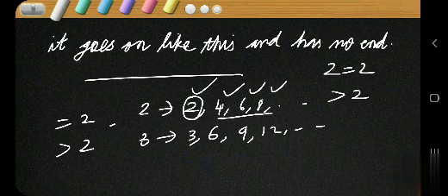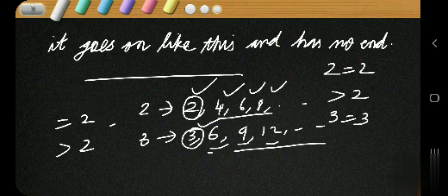Now let's consider the case of 3. Which are the multiples of 3? 3, 6, 9, 12, etc. are the multiples of 3. Among these multiples, 3 is the first multiple, and 3 is equal to 3, isn't it? What about the other multiples? 6, 9, 12, etc. Yes, all these multiples are greater than 3.